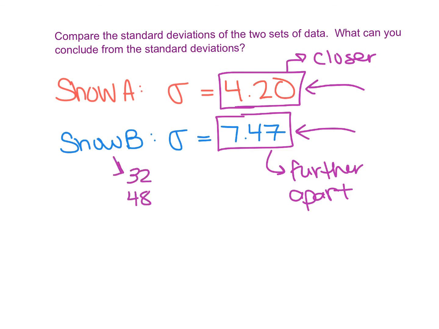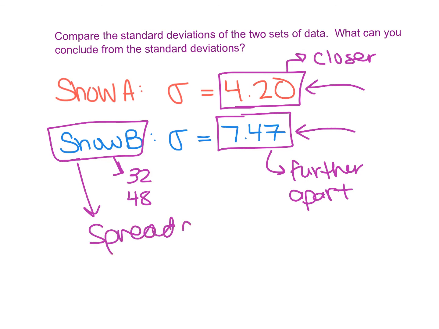So it would make sense that the standard deviation is larger, and it's going to tell us that the average distance that an age is from the mean is about 7.47 years. So that's what these standard deviations can tell us. They can tell us how compact data is or how spread out that data will be. And in this case, show B is a lot more spread out than show A.